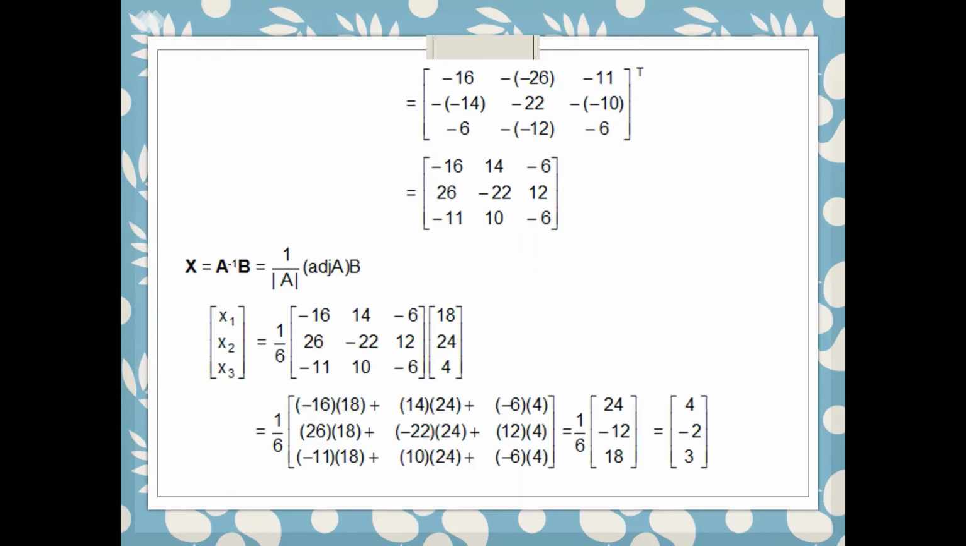Substitute the answer accordingly into the formula of x equal to 1 over determinant A multiplied with the adjoint A multiplied with matrix B and simplify. You should get the answer for x1 is 4, x2 is negative 2, and x3 is 3.